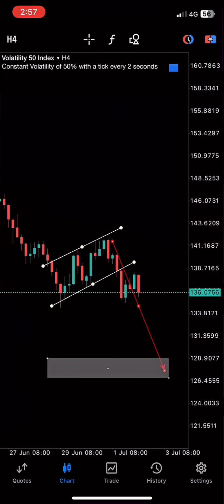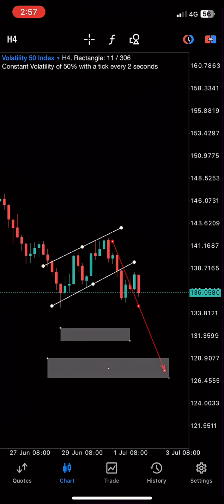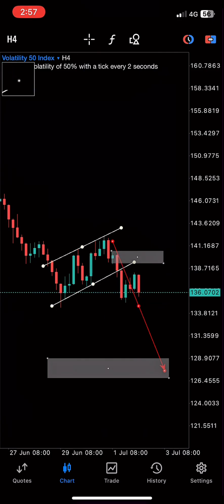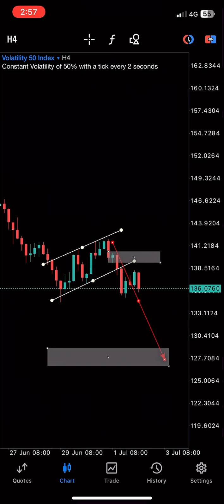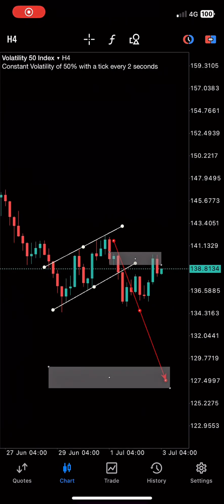So I'll need to add a shadow zone to show you where it will reach before it goes down. So price will reach that point before it goes down. It might reach higher up to the tip of the arrow, but I'm anticipating that price will reach that point before it goes down. Anyway, price does its thing, so we'll wait for that to happen.